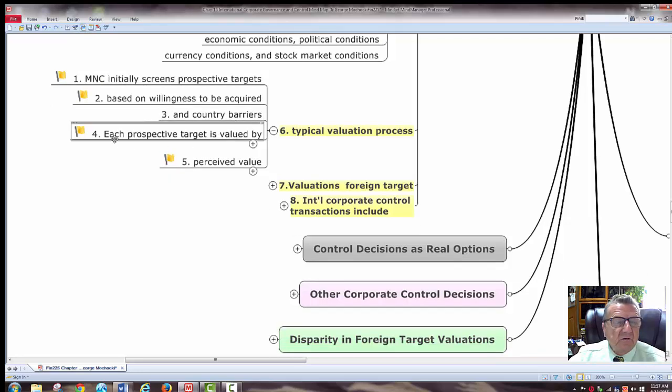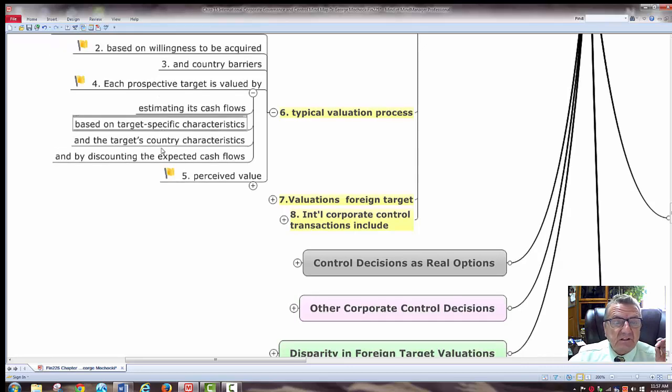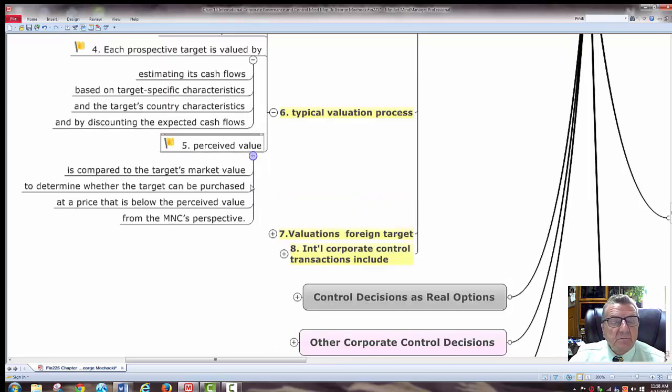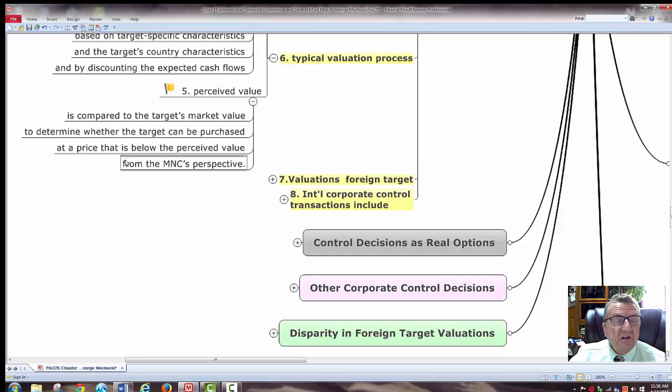Countries have different barriers. Each prospective target is valued by estimating cash flows based on the target-specific characteristics and the country's characteristics, and discounting those expected cash flows. Remember, the future value gets discounted to here, so I'm comparing apples to apples. Similar techniques that you've done in finance. Okay, the present value is compared to the target's market value to determine whether the target can be purchased at a price that is below the perceived value.